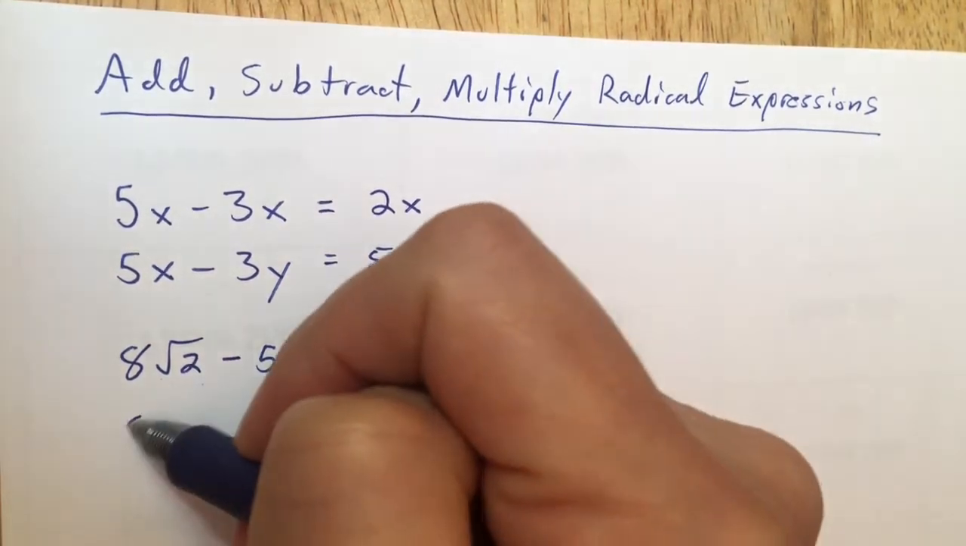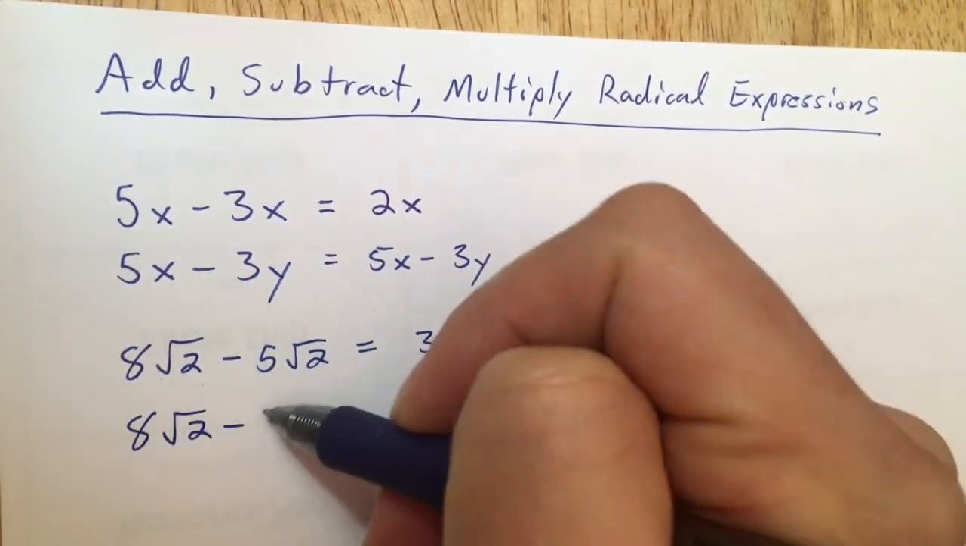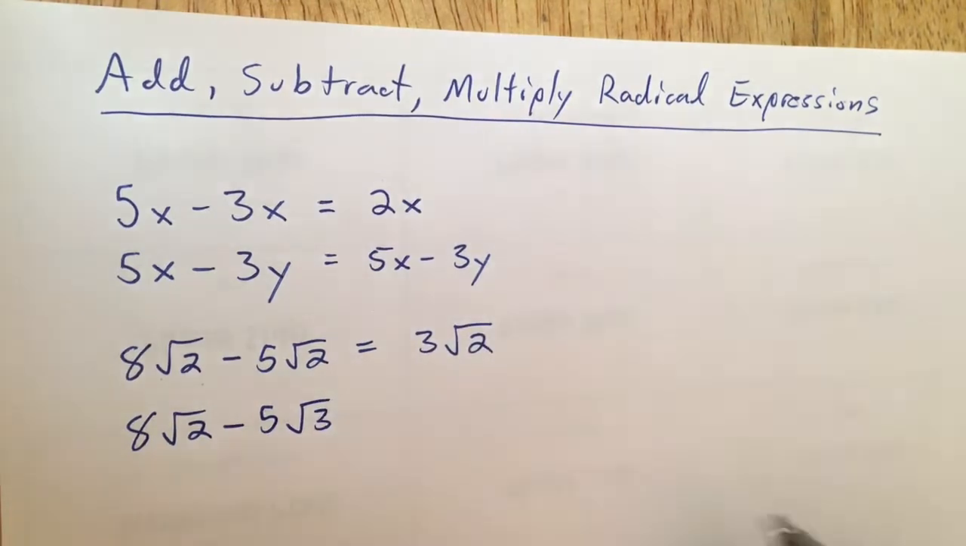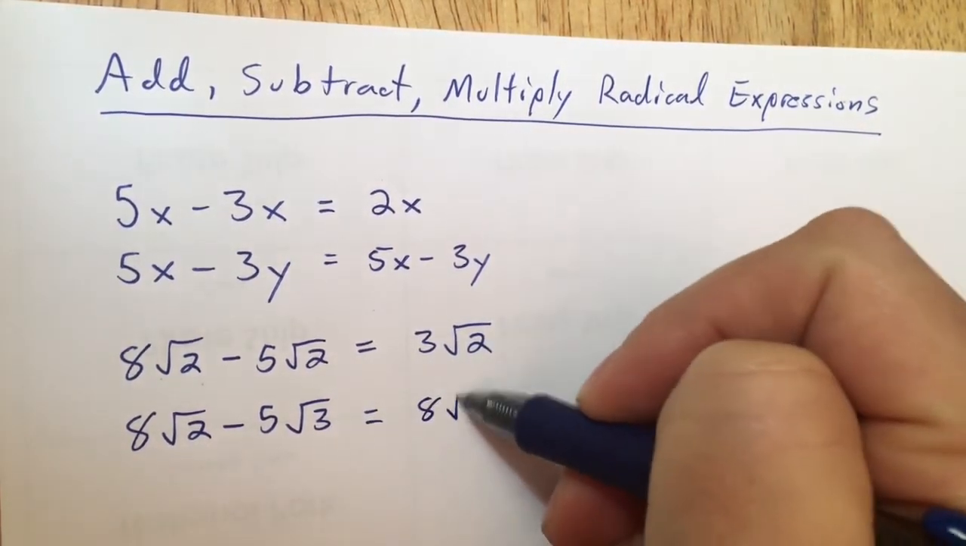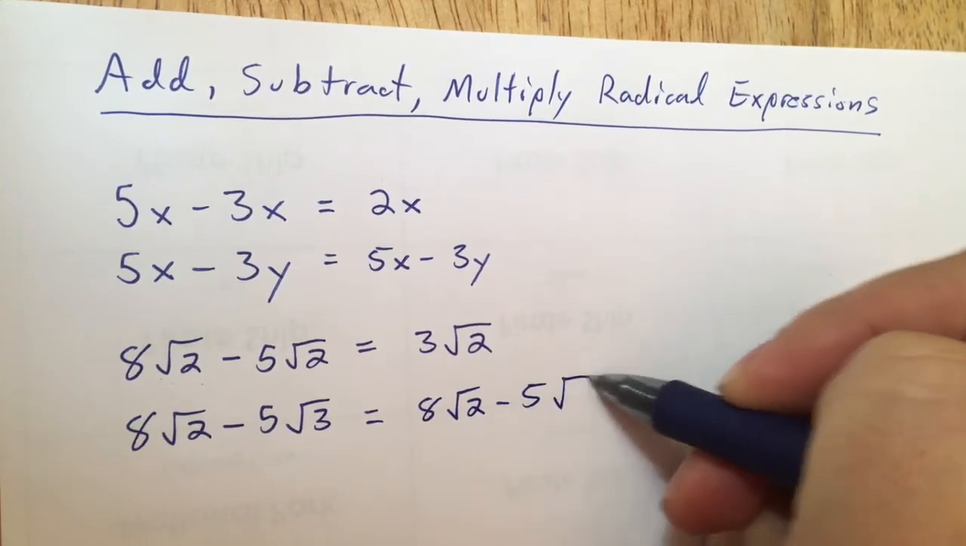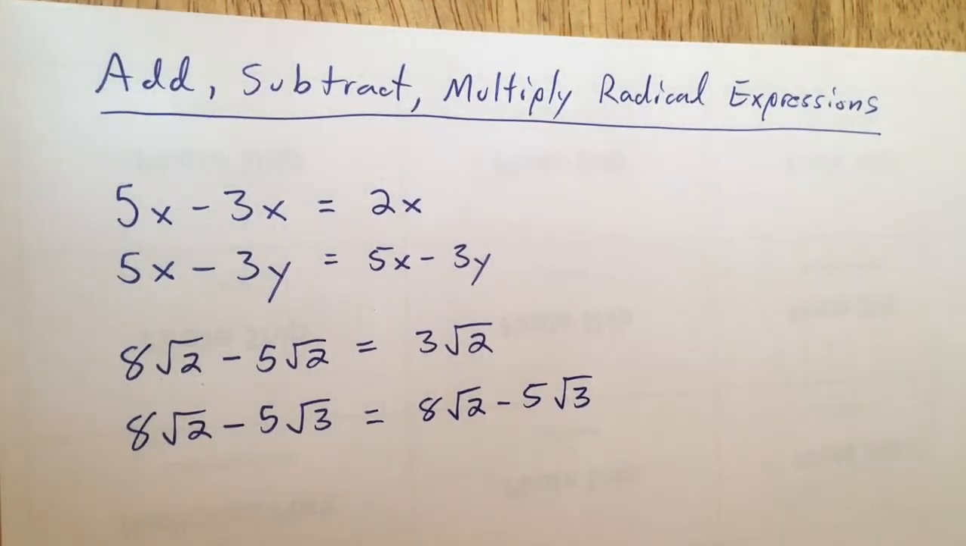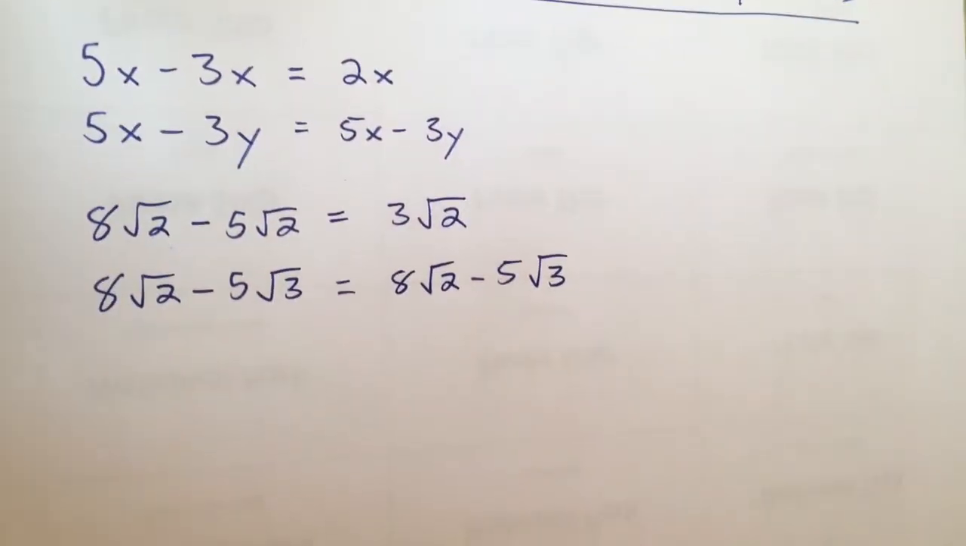Whereas if I had 8 root 2 minus 5 root 3, well, nothing you can do here, right? It's like apples and oranges, can't be combined. Root 2s and root 3s are different. So it is already simplified. I just leave it like it is. That is fully simplified. So we have to look for when the radicals are the same. That's when we can combine them.